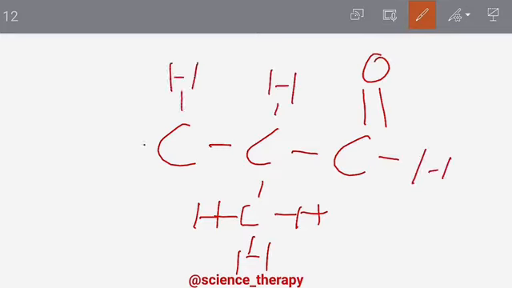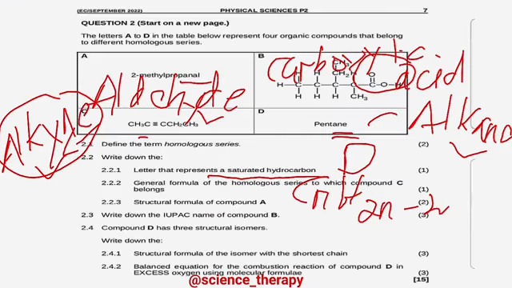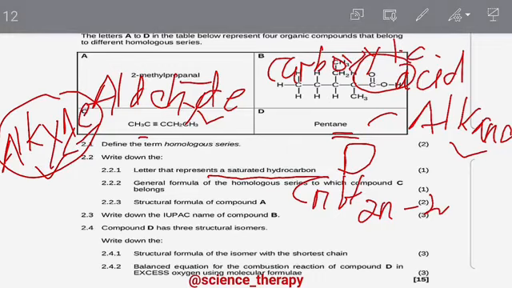And then we just insert our hydrogen atoms, and that's it. That's 2-methyl propanol. Awesome. Then 2.3 says write down the IUPAC name of compound B. So now we know that compound B belongs in the carboxylic acid homologous series. So it's just a matter of giving out the name.